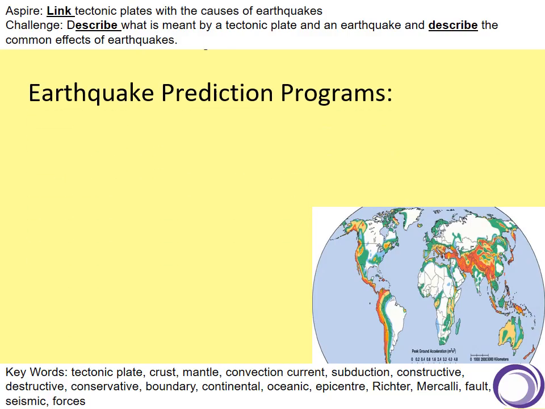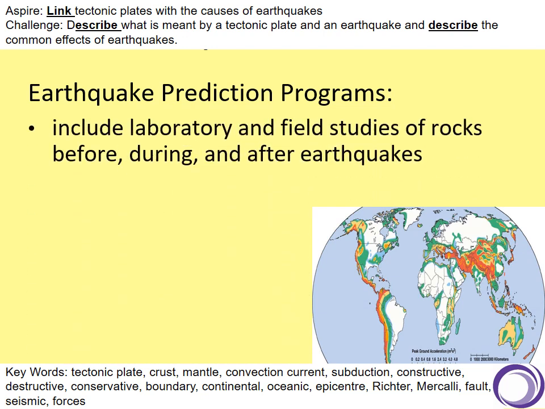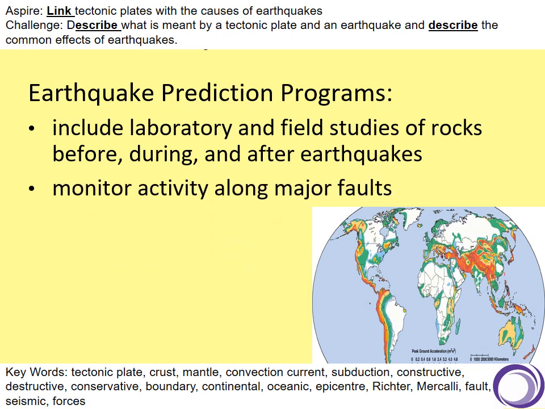So there are earthquake prediction programs because in certain areas of the world, earthquakes can cause a lot of damage and a lot of inconvenience for people. These prediction programs will include laboratory and fieldwork studies of rocks before, during and after earthquakes to look at patterns. They will monitor activity along major fault lines using some of the monitoring equipment we talked about earlier. And they will produce risk assessments looking at the possibilities of what will happen in certain areas.